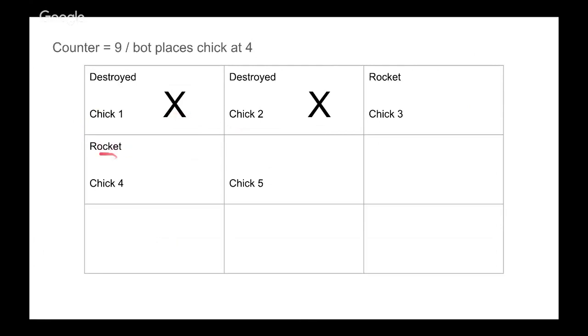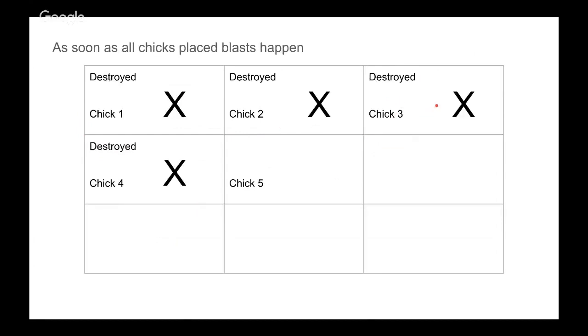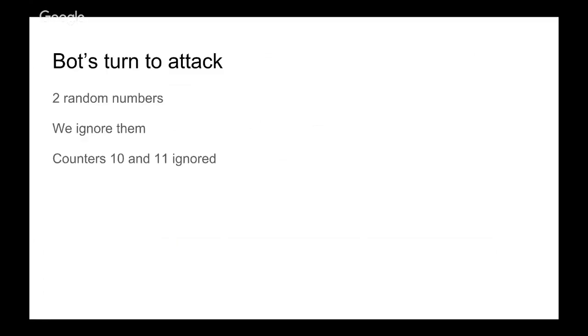And because we have placed our rockets already here, again, as soon as the 3 chicks are placed, the rockets fire up. The other 2 chicks of the bot are also dead. The bot is now left with only 1 chicken. Once again, it is the bot's turn to attack and our turn to defend, which again we don't care about. Let it do whatever it wants to do. We just pass it over.